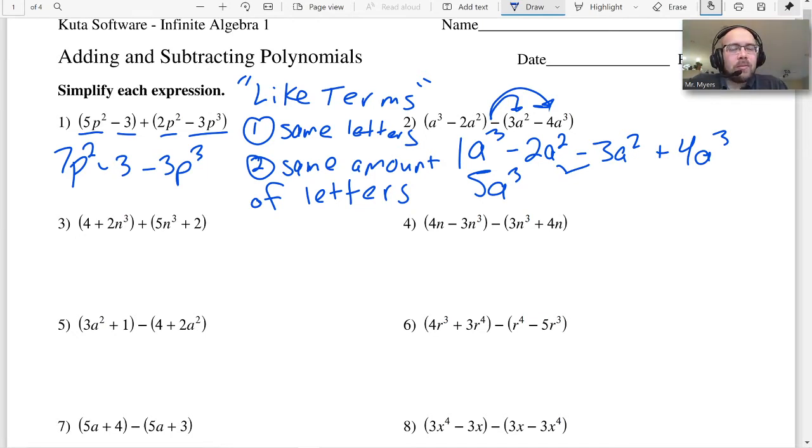But negative 2 minus 3 is like I'm adding. If the signs are the same, I'm adding. So minus 5a squared, and then I'm actually done.